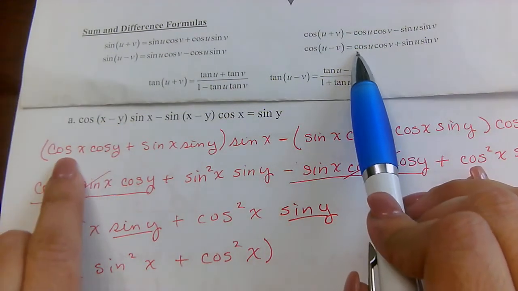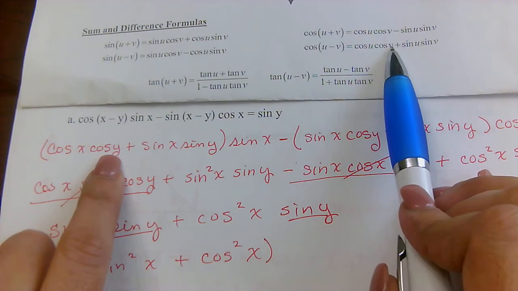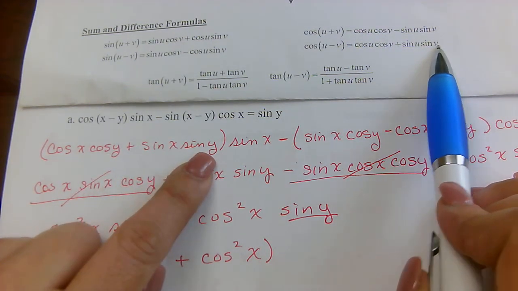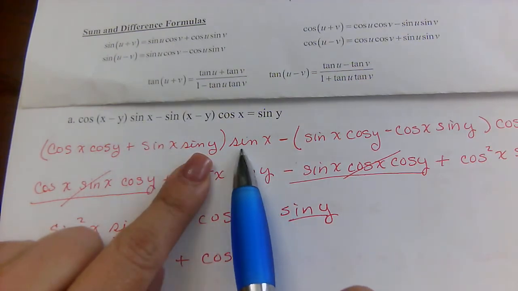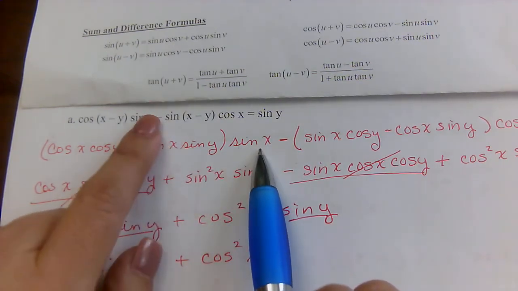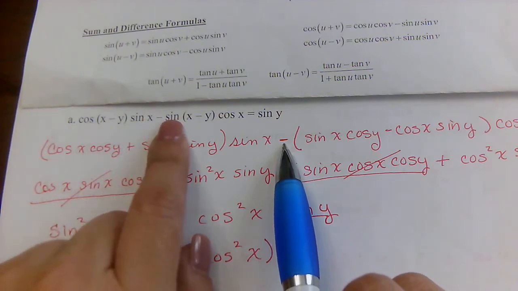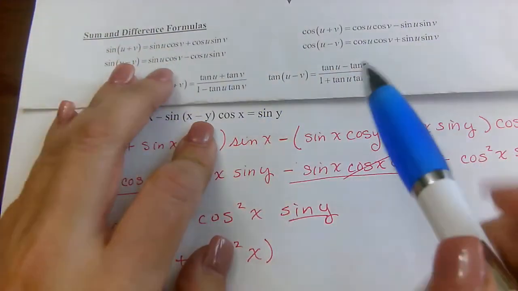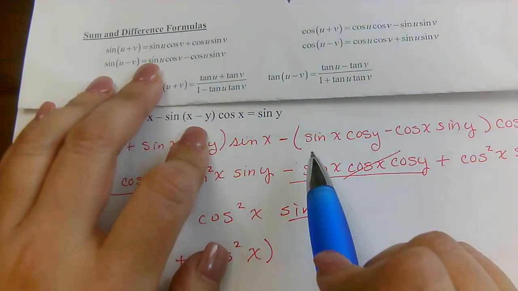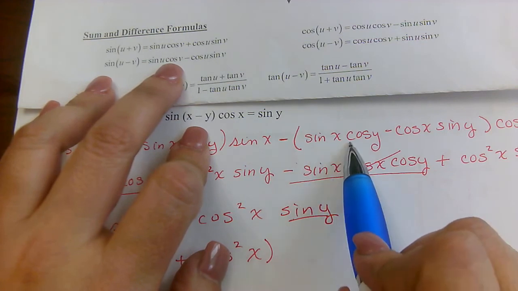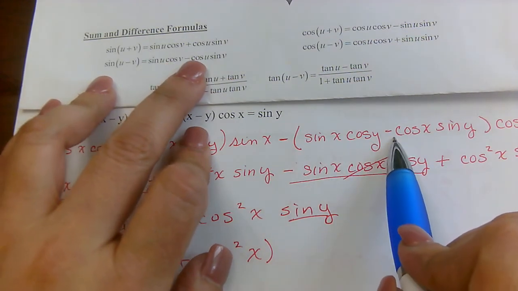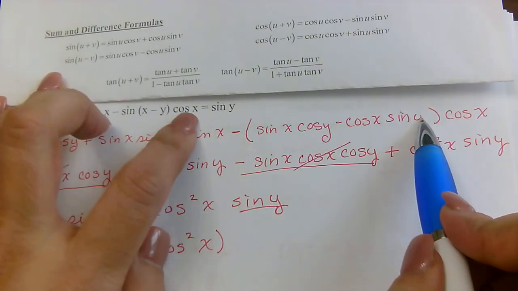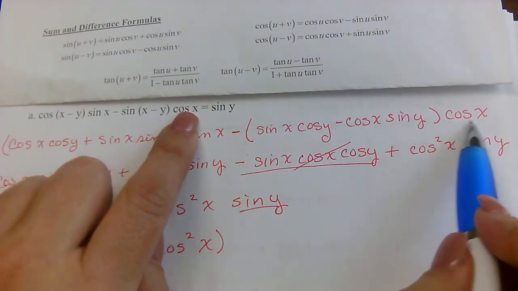So cosine x, cosine y, plus sine x, sine y. There's a sine on the outside, so I'm going to put that on the outside here. Minus, minus. Now I'm going to use the sine with the negative, which is the second one under sine here. This is my u, this is my v. Sine x, cosine y, minus cosine x, sine y. Notice that this cosine is on the outside of the parentheses, and I have it on the outside of parentheses here.